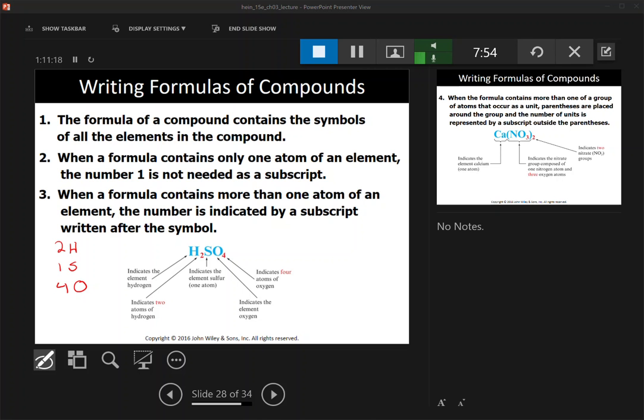Now, the rule is that if you have more than one element, you have to use subscripts to show how many you have. But if you have only one, we don't write the number 1. So here in the molecule of sulfuric acid, you only have 1 sulfur atom, but we don't write the subscript of 1 for sulfur. So anything more than 1, you have to write it.